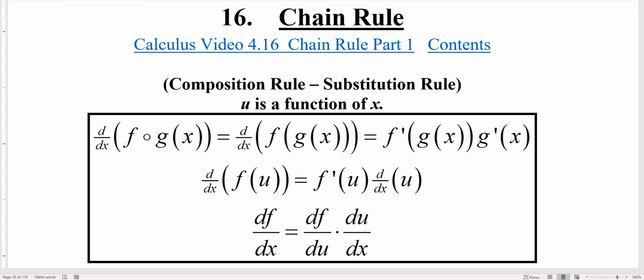So we've now proved what we set out to prove, the composition or substitution rule, officially named the chain rule. The derivative of f composed g of x is the derivative of f of g of x. That's the derivative of f evaluated at g of x times g prime of x. Or, if you do it the way I like to think of it, if you substitute u in, that's the derivative of f of u. That's f prime of u times the derivative of u. Or, in Leibniz notation, df over dx is df over du times du over dx.